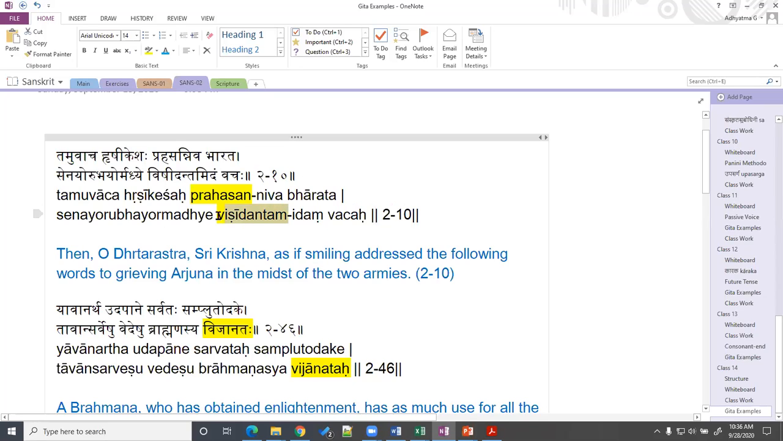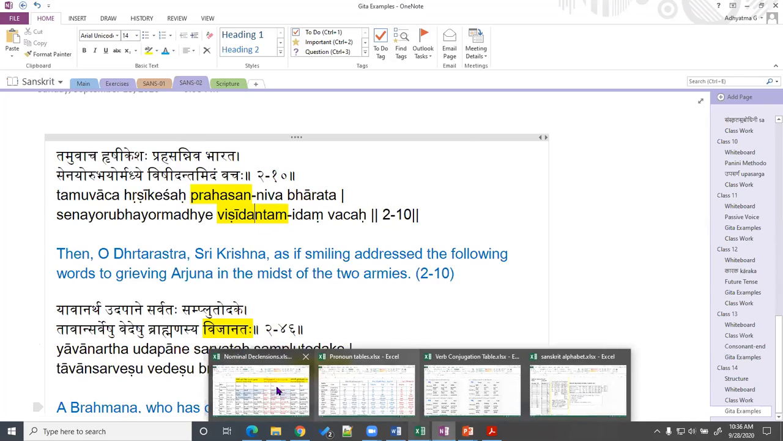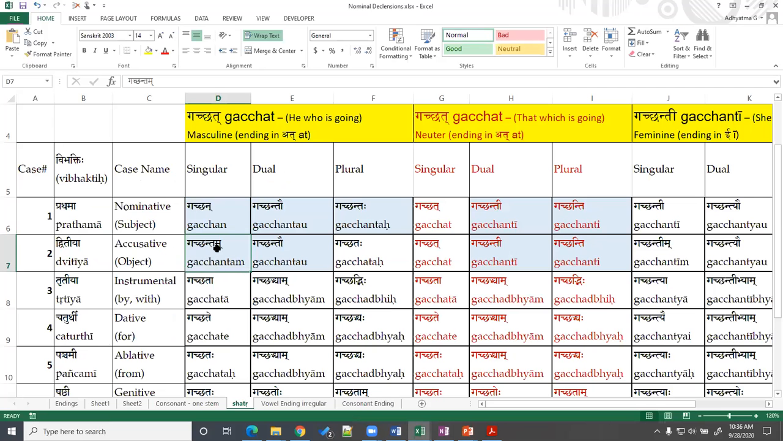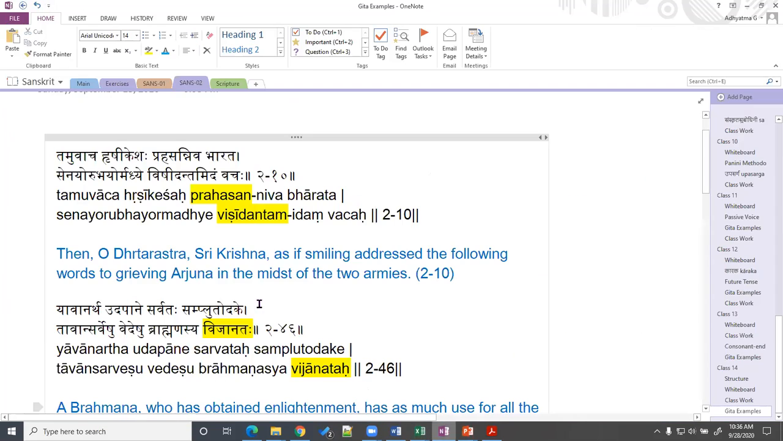Vishidantam, that is describing Arjuna. It is in the second case singular. Gachantam, Vishidantam. So that means he is still lamenting. That is like that action. He is in the middle of that action, in the middle of that depression or grief or pain, Arjuna. So that's why the present participle is used.